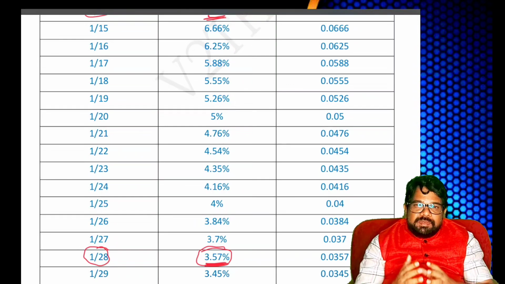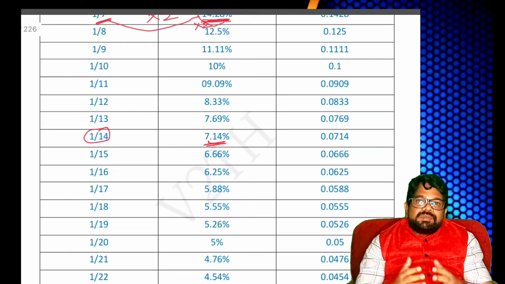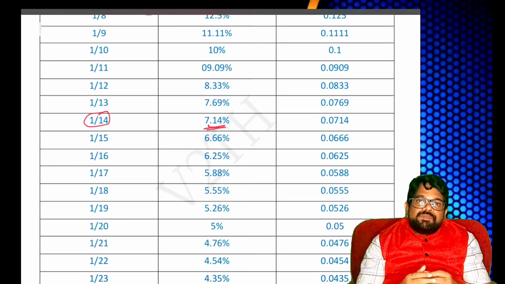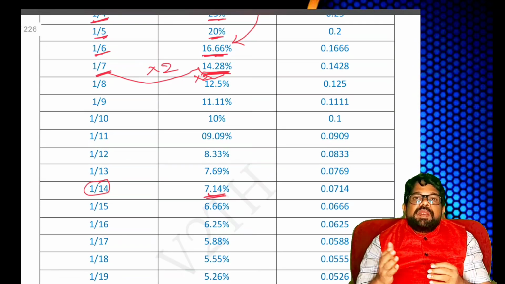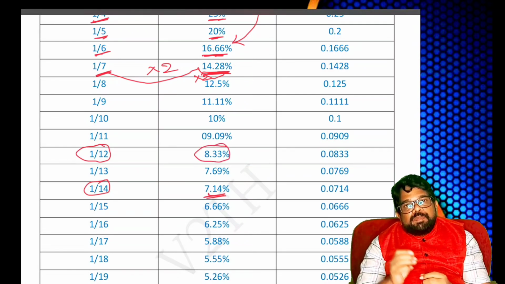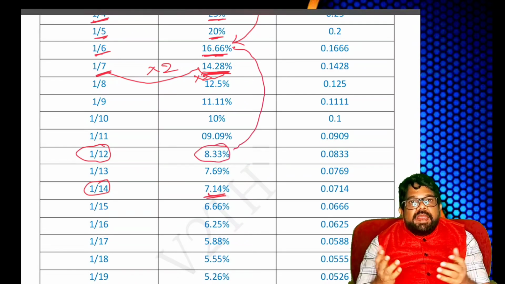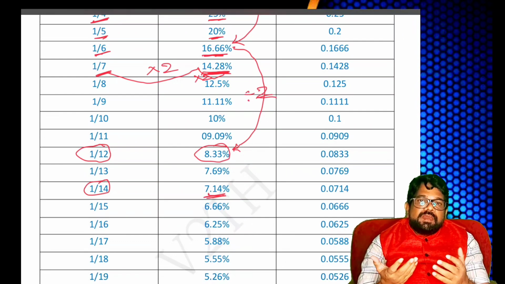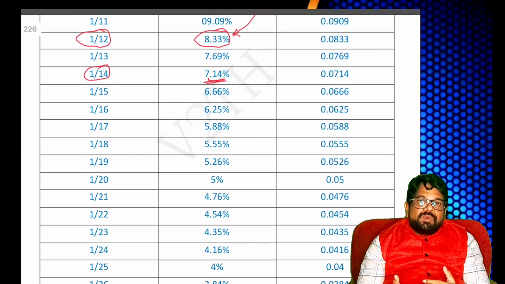You know already 1 by 6. What is 1 by 6? 16.66. Now 1 by 12 you can calculate very easily. Half of that. 1 by 6 is 16.66. 1 by 12 is how much now? 16.66 by 2, how much is it? 8.33. So 1 by 12 is 8.33. You can calculate 1 by 24 also very easily.